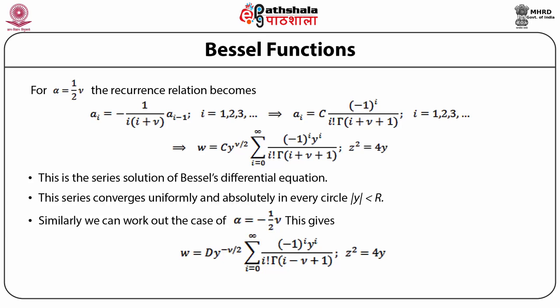We thus obtain two series solutions of the Bessel equation given by W is equal to capital D into y raised to power minus nu by 2 into summation over i going from 0 to infinity of (minus 1) raised to power i into y raised to power i divided by i factorial into gamma of (i minus nu plus 1), where z square is equal to 4y. These two solutions may or may not be linearly independent.